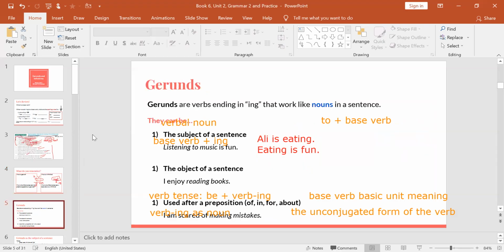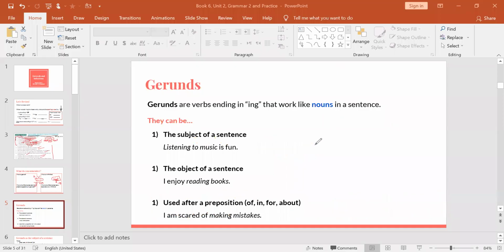Good. So let's move forward. Okay, I need to erase all this. Good.